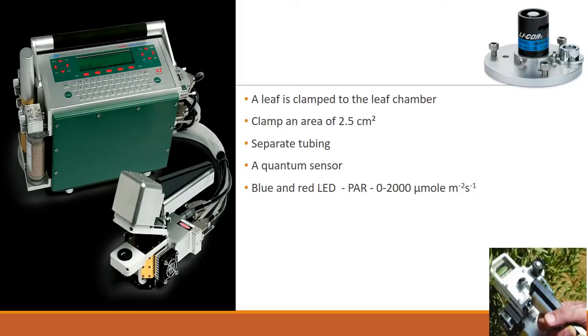Blue and red LED lights are fixed on the top of the leaf chamber. The LEDs emit light in the PAR region, that is the photosynthetically active region, and the intensity of which can be fixed and controlled at a required level. The light source is capable of providing photosynthetically active radiation in the range of 0 to 2000 micromoles per meter square per second.